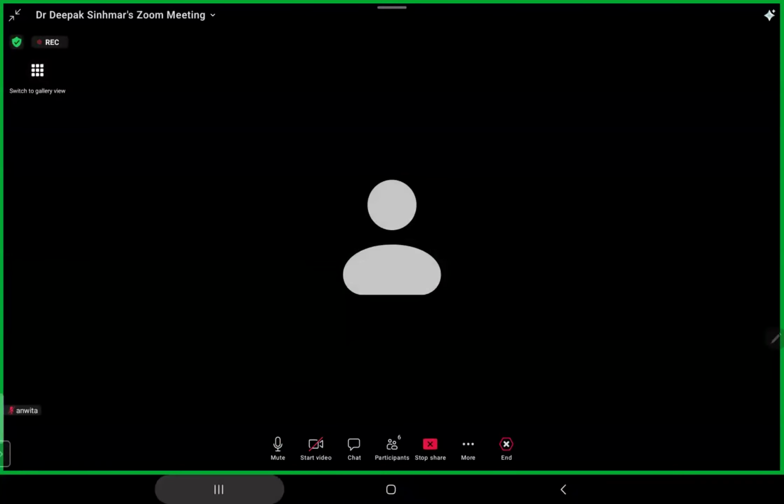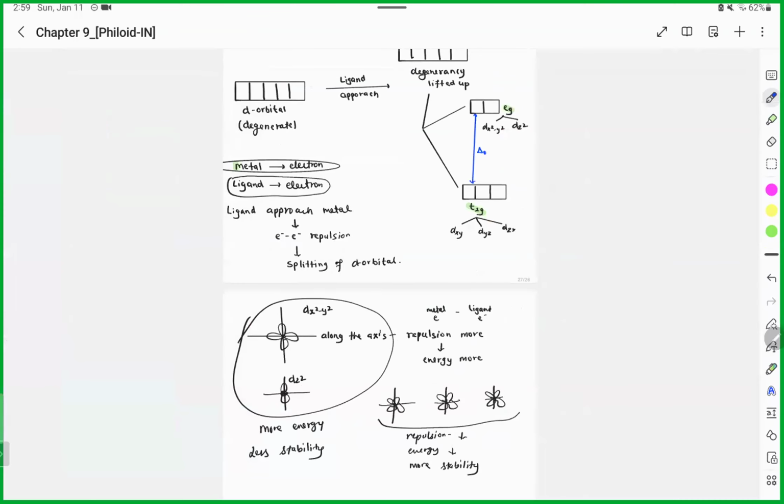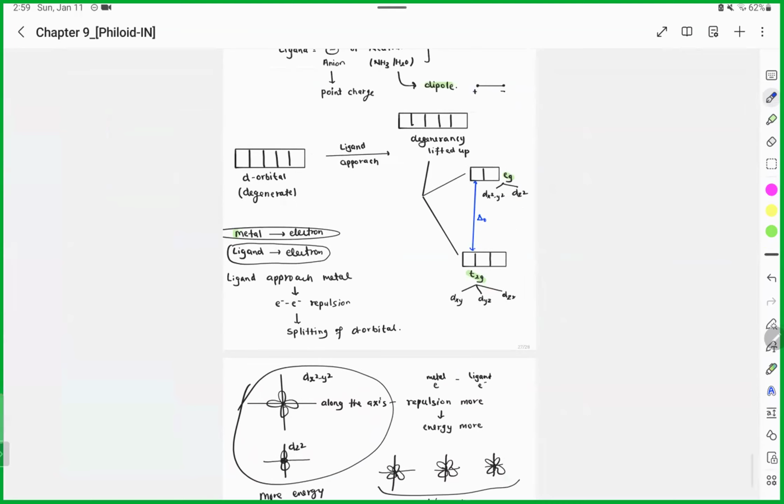So guys, understood what I said as of now? Ligand approaches the metal. As it approaches, the energy level of the metal first increases, as you can see here. After increasing, if it is still approaching, then what will happen? It will split.